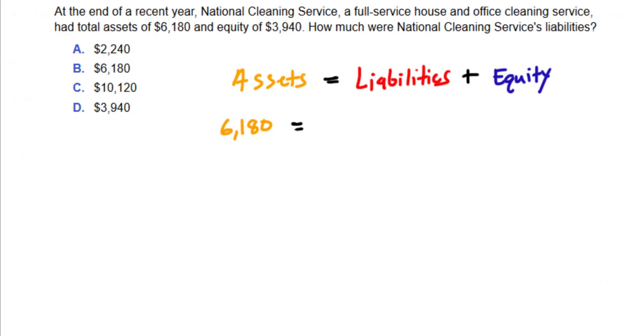Okay, and all of that value is claimed by, we don't know the liability, so how much money the cleaning service owes to creditors, but we do know that the owners of the business can claim $3,940 worth of these assets. So solve for X, and you find that the total liabilities, the total amount of money that National Cleaning Service owes to creditors, is $2,240. Answer A.